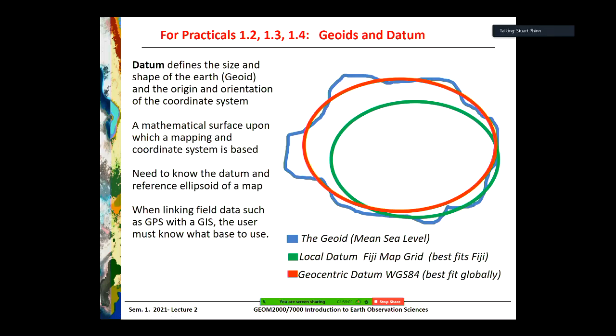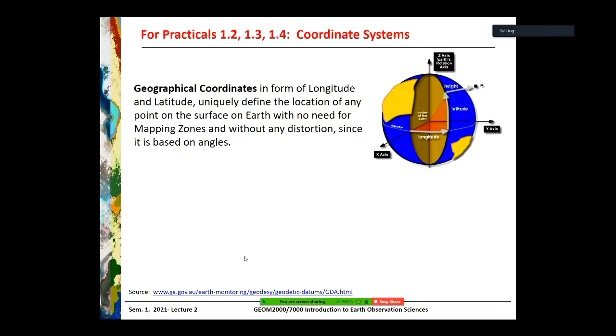And then there are some globally applicable datums, which are based on the Earth's centre of mass, which give a good general fit. So geocentric datums. WGS84 was one of the ones we used a lot. We switched to the Geocentric Datum of Australia, and we've currently got a system which continues to move and adjust year by year at the moment. We'll talk about that a little bit more next week.